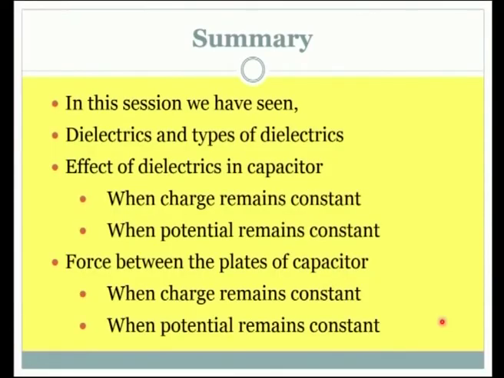Shall we summarize what we have learnt in this lecture? In this session, we have seen dielectrics and types of dielectrics, and the effect of dielectrics in a capacitor when the charge remains constant and when the potential remains constant. Also, we have seen the force existing between the plates of a capacitor when the charge remains constant and also when the potential remains constant. It is time for us to test our understanding by answering these questions.